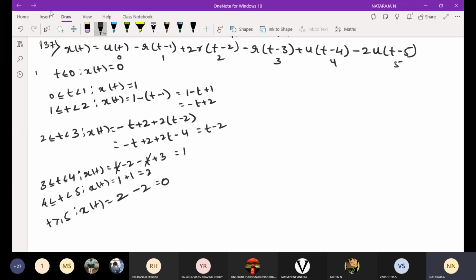Got the same intervals, everyone? Yes, sir. T less than 0, x of t is 0; 0 to 1, 1; 1 to 2, minus t plus 2; 2 to 3, t minus 2; 3 to 4, 1; 4 to 5, 2; greater than or equal to 5, 0. Can you sketch the signal?